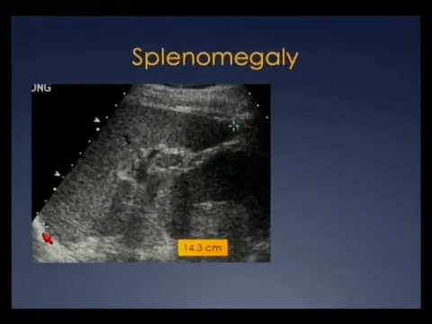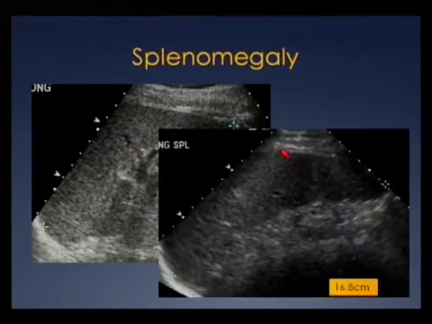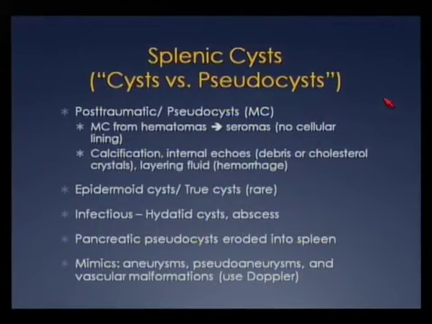So here's a patient with splenomegaly. This is a patient with portal hypertension. We see a 14-centimeter spleen, but note that the spleen usually retains its same smooth echogenicity, very homogeneous. Another patient with portal hypertension, enlarged spleen, but it's maintaining its crescentic shape and a homogeneous echogenicity.